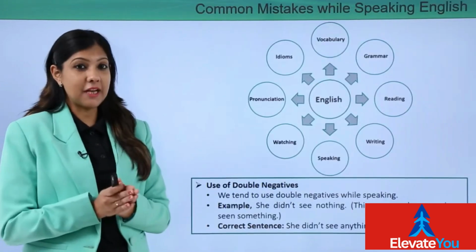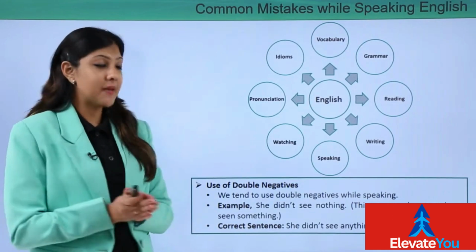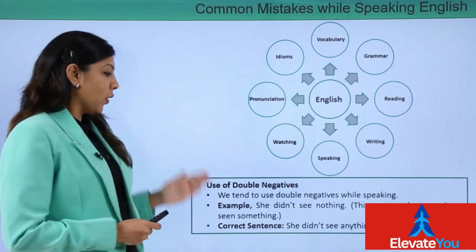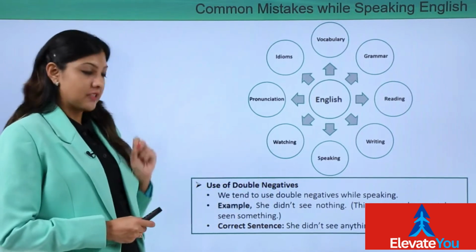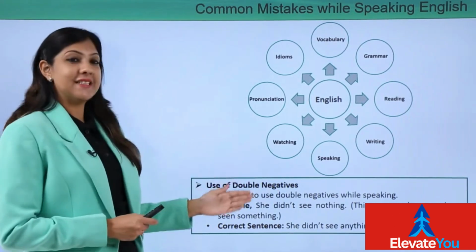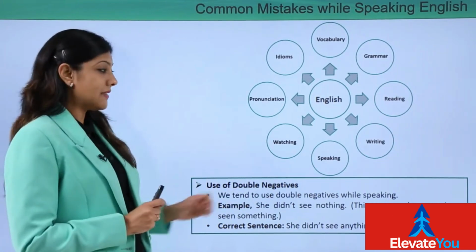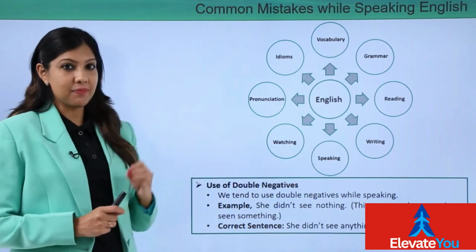Well, common mistakes that most of us go through while we are speaking in English: use of double negatives. Now, what are double negatives? We tend to use double negatives while we are speaking. Example, she didn't see nothing. Now, that is grammatically wrong because it means she must have seen something.